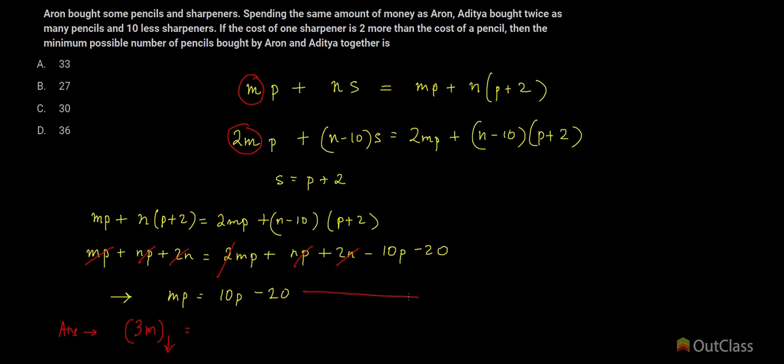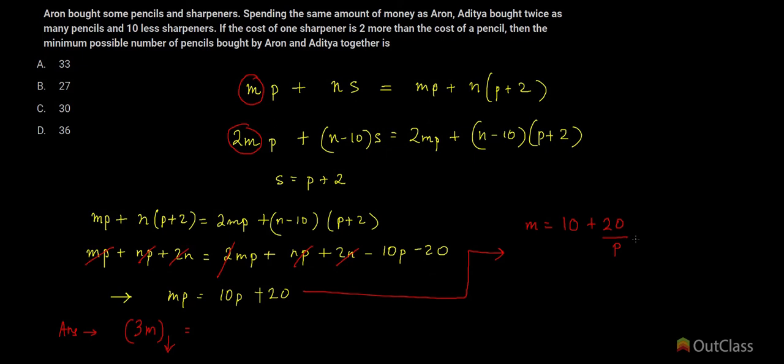Let's look at this equation. Let's make M the subject. It becomes M is equal to 10P minus 20 divided by P, distributed. Wait, this should have been a plus. Yes, they're both minus on one side and on the other side it is a plus. M is equal to 10 plus 20 by P. That's what you will get.